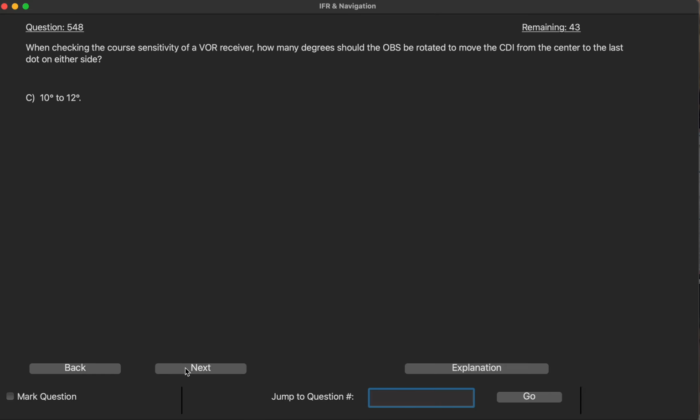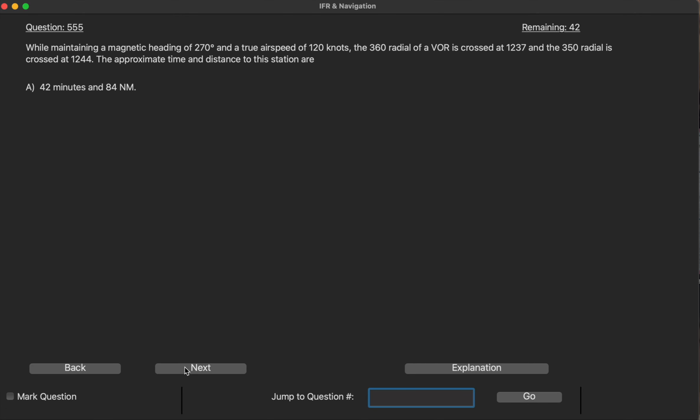When checking the course sensitivity of a VOR receiver, how many degrees should the OBS be rotated to move the CDI from the center to the last dot on either side? 10 to 12 degrees.